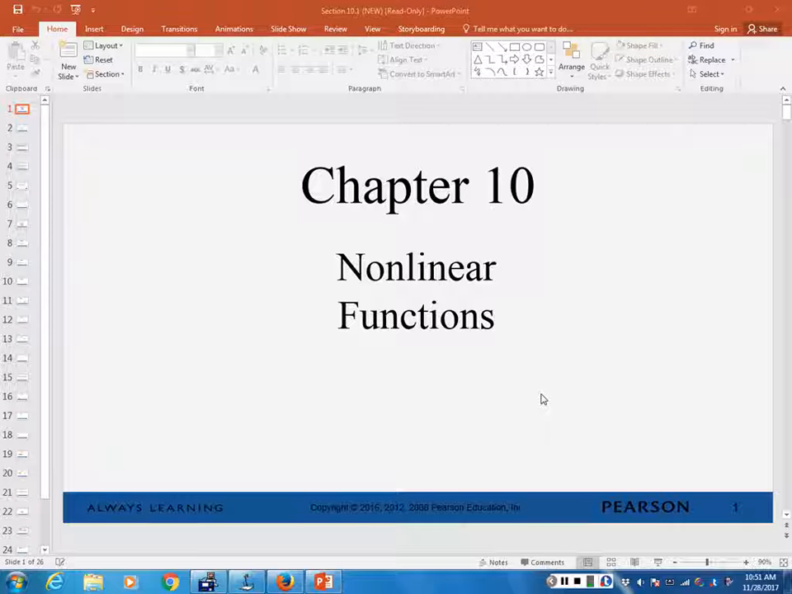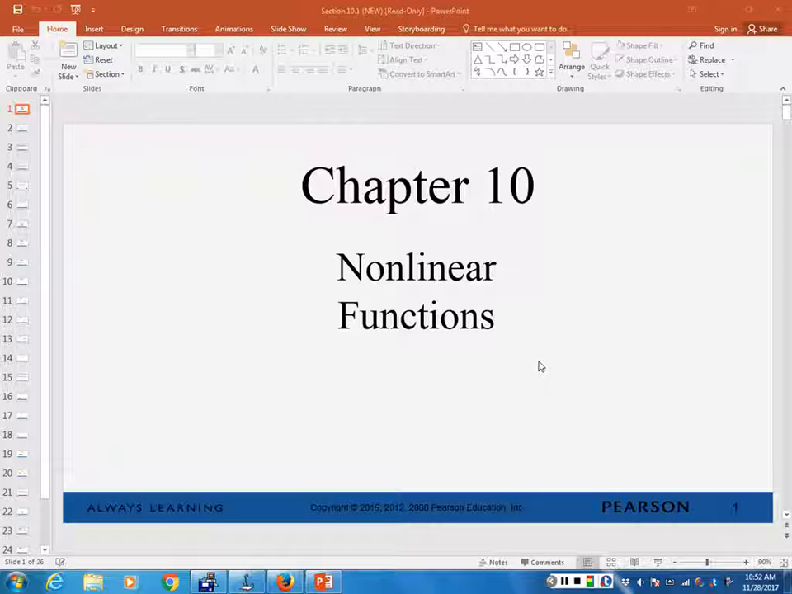So at this point, we should be ready to talk about Chapter 10, Nonlinear Functions. The first section, actually, I'm going to spend more time in than I am the ones afterwards, because in the first section we need to lay all the groundwork, and I'm going to be showing you how to use the calculator, that you're going to continue to use those same steps later on.